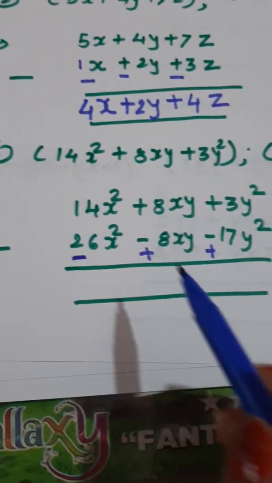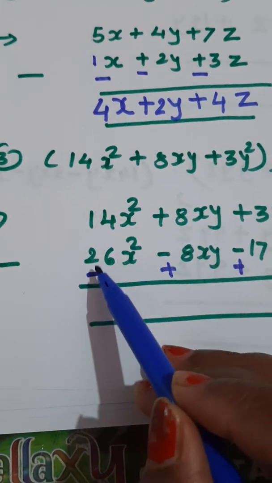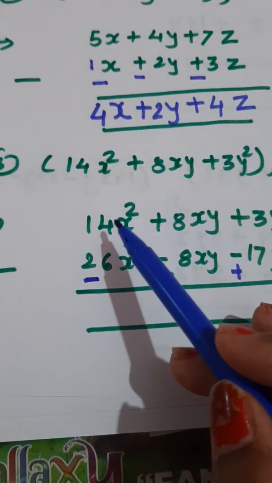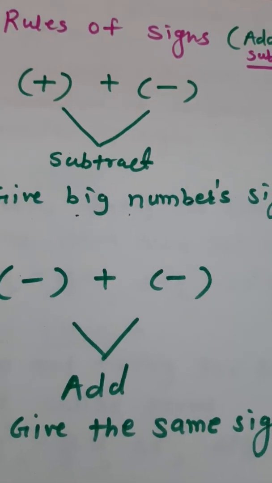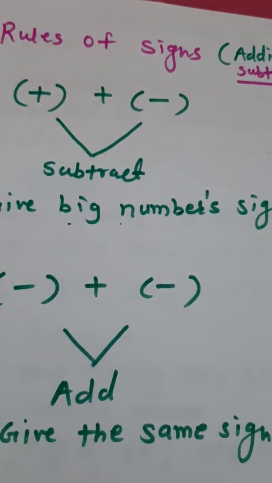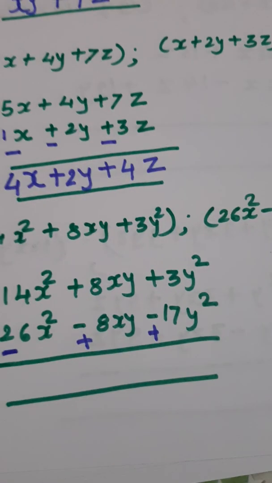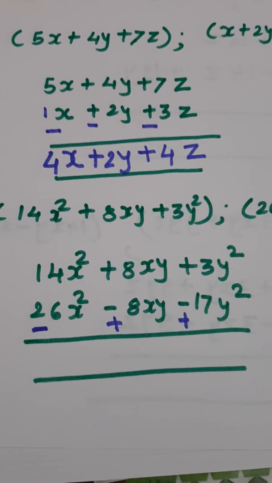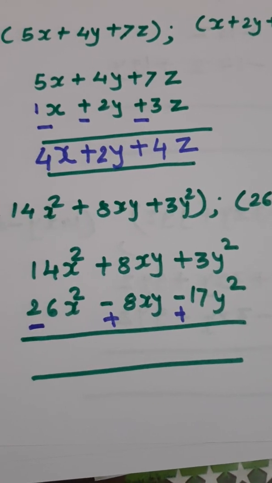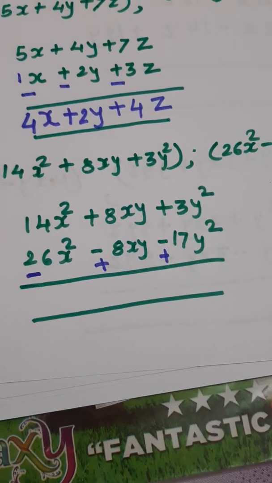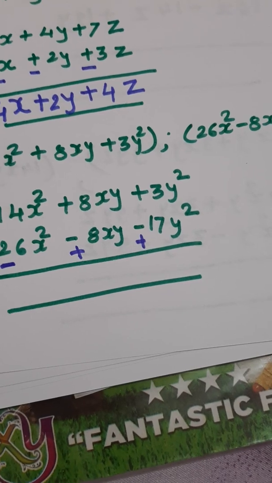Okay. Now 14x square minus 26x square, or negative 26x square. One is positive, one is negative. What does our rule say? When one is positive, one is negative, subtract and give sign of big number, or when both are negative, add them and give the same sign. Everywhere we are using rules of signs. Now one is positive and one is negative. So what we have to do? We have to do subtraction.